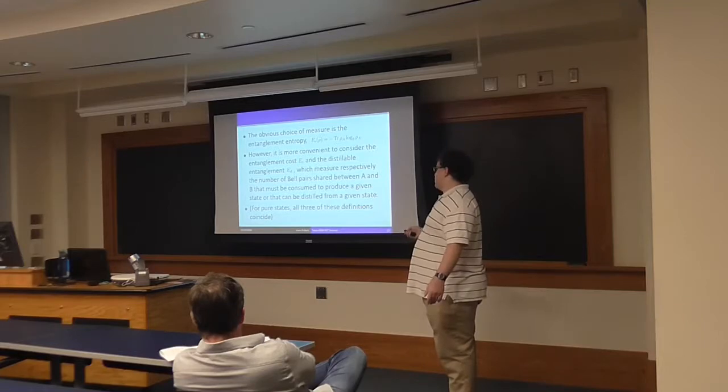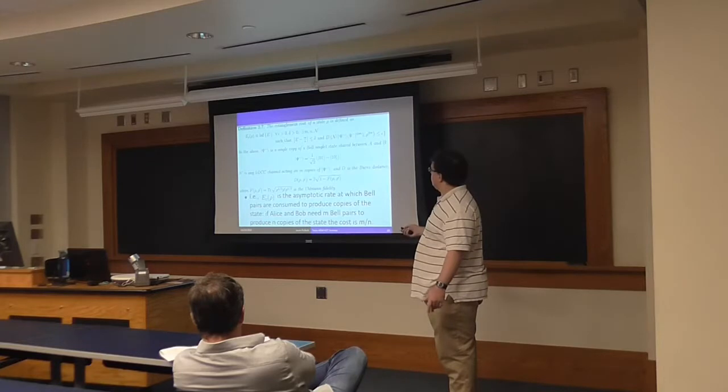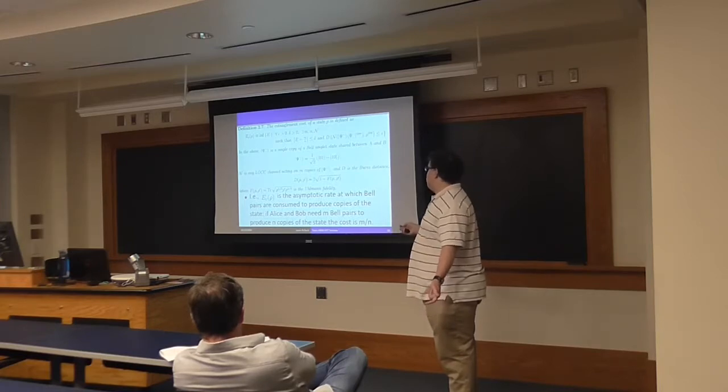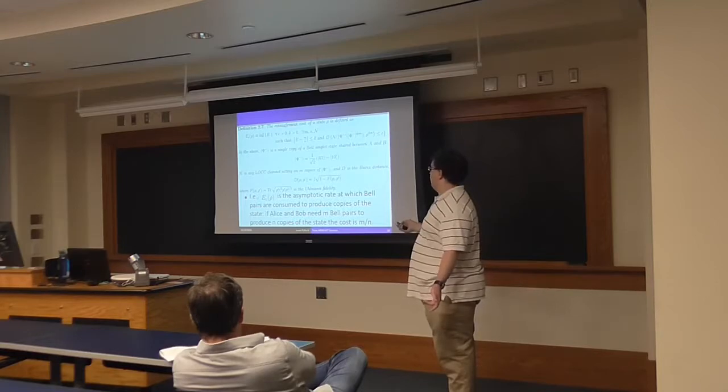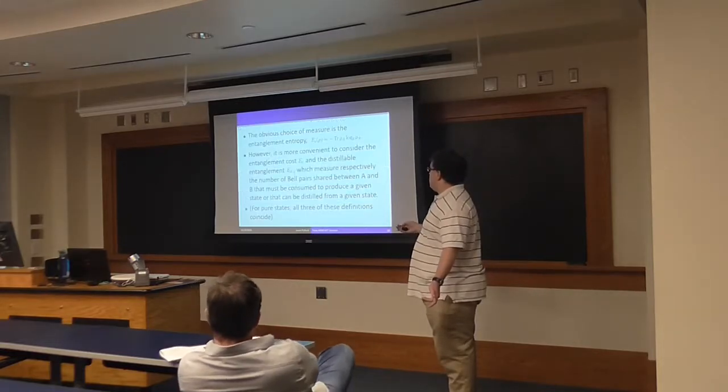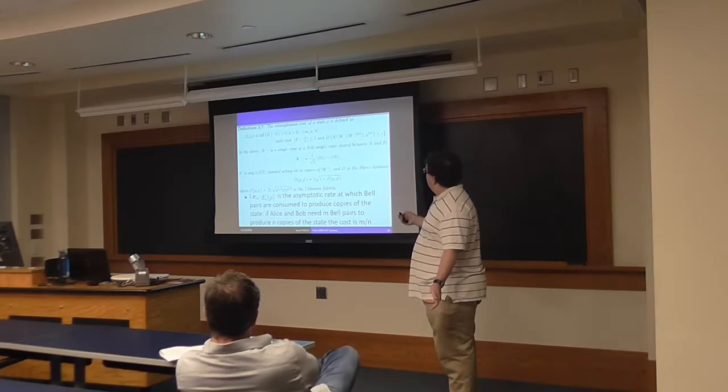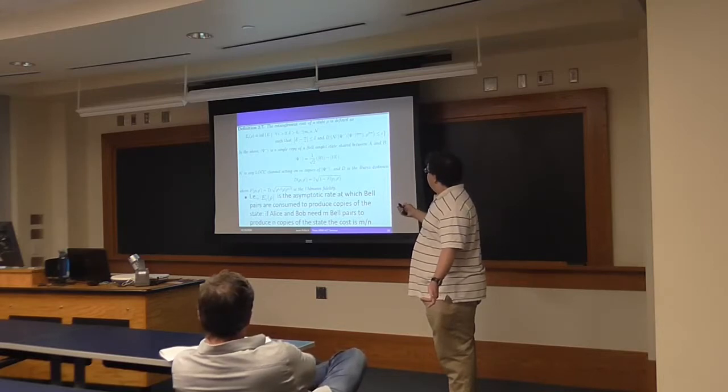And it turns out for pure states, all of these things are equal, but for density matrices, they're not in general. Let me skip over the definition because this is what I just said, just made a little more precise. So this is the rate at which Bell pairs are consumed to produce copies of the state. In particular, if you need m Bell pairs to produce n copies, then the cost of using the channel is m divided by n. And then there's a similar thing for the distillable entanglement, where basically I switch these things around.